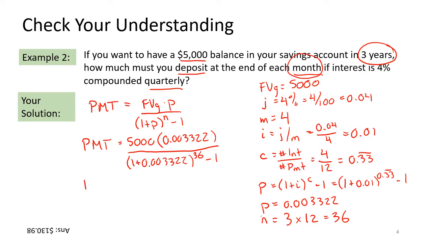And if you calculate the numerator and denominator out, you should get 16.61 divided by 0.1268. And that gives you a payment of $130.98.